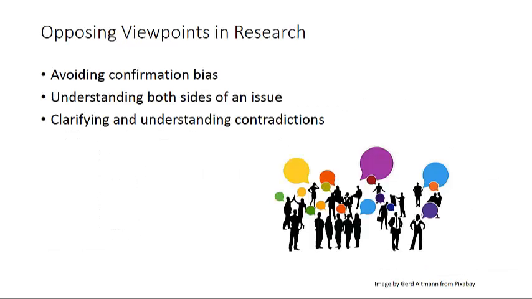The final concept in this video is the idea of opposing viewpoints in research. A major goal of research is to answer important questions in our quest to learn new things. Researchers must guard against confirmation bias, which is the tendency to seek out and remember information that is consistent with our pre-existing views, rather than being open to new viewpoints and evidence that contradicts our views.